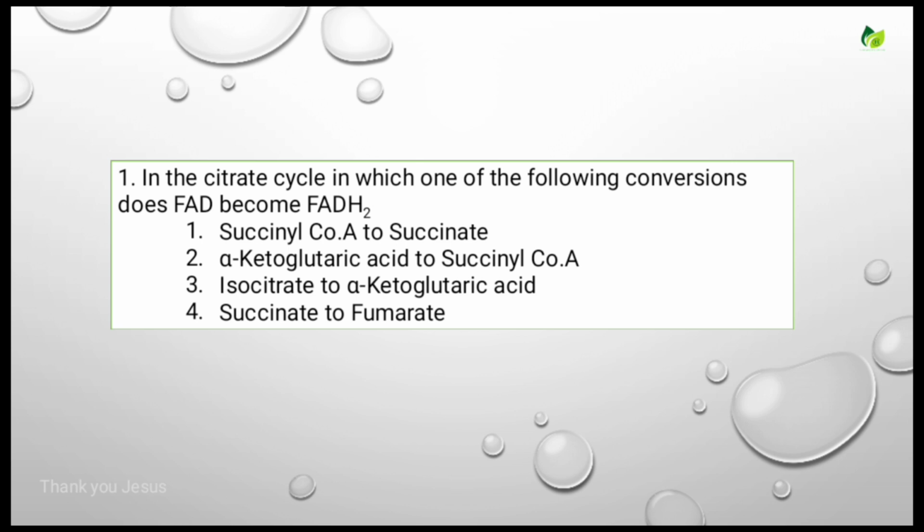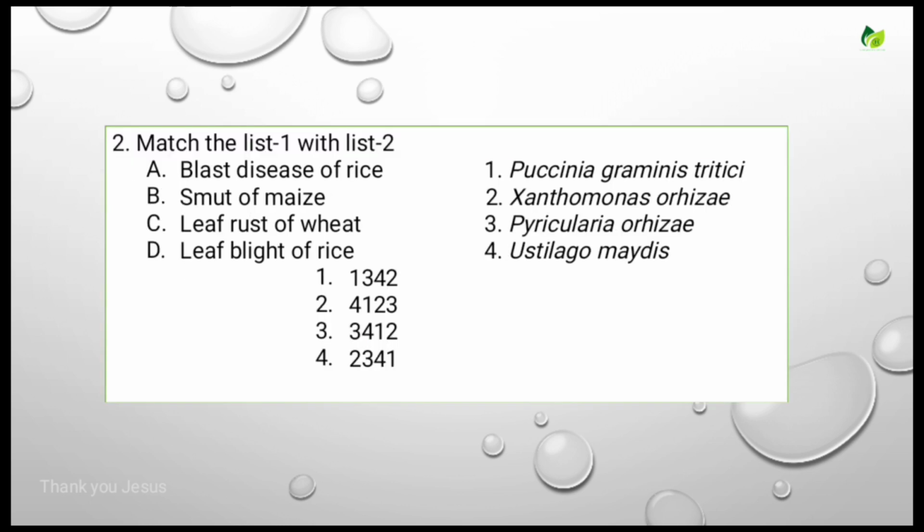So I'm going to reveal the answer. Succinate to fumarate. In the citrate cycle, during the conversion of succinate to fumarate, the fourth oxidation step occurs, then FAD is reduced to FADH2. Okay, so let's see the next question.